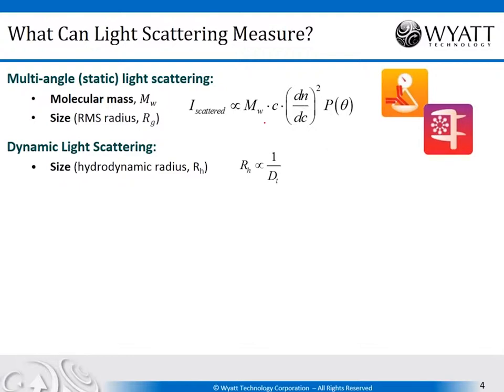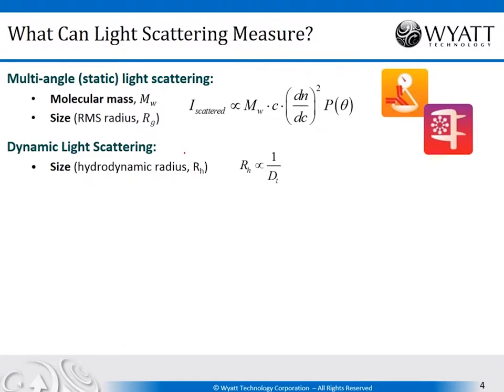If there are multiple species in solution, then what we measure with MALS, or multi-angle light scattering, is the weight average molecular weight. So it'll be an average of molecular weights which is weighted towards the more massive proteins. By measuring the angular dependence, that is, how does the intensity vary with angle relative to the direction of the laser beam, we can determine the size, the root mean square radius, if the molecules are larger than about 10 nanometers in radius. Now many of your proteins will be smaller than that, and then that is where dynamic light scattering comes into play.